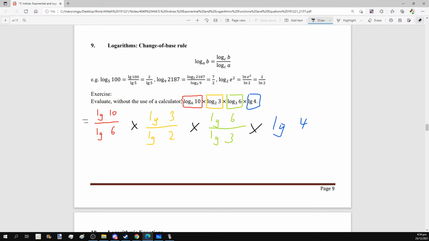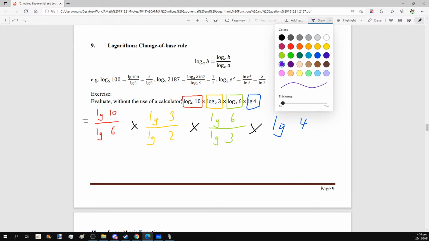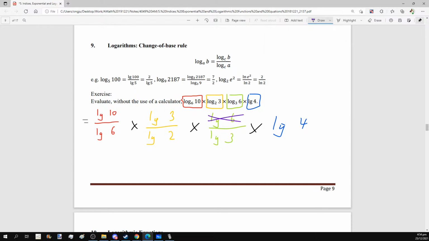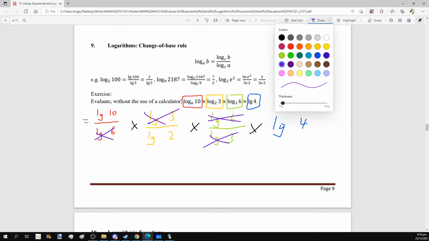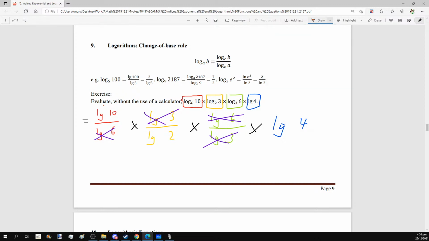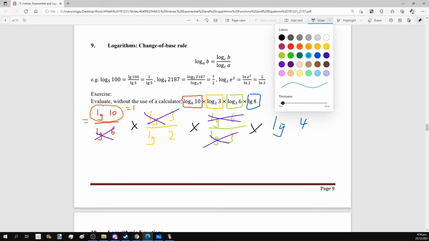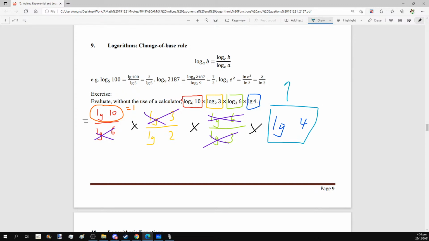Right, so this is what we will have. From here, we will be very happy because you will see that LG6 here cancels over there and LG3 here cancels over there, like so. Once we have this, there is something even better that we can enjoy, namely that over here, LG10 will simply be equal to 1. And last but not least, we will observe that LG4 over here is LG2 square, which will give us 2 LG2, because if you remember, a power can be moved down and out.